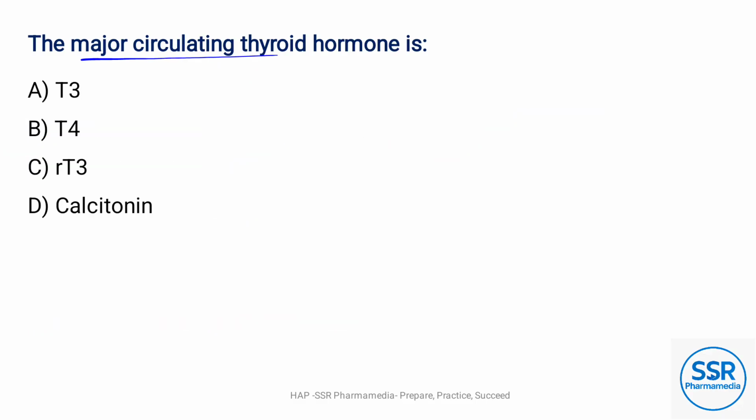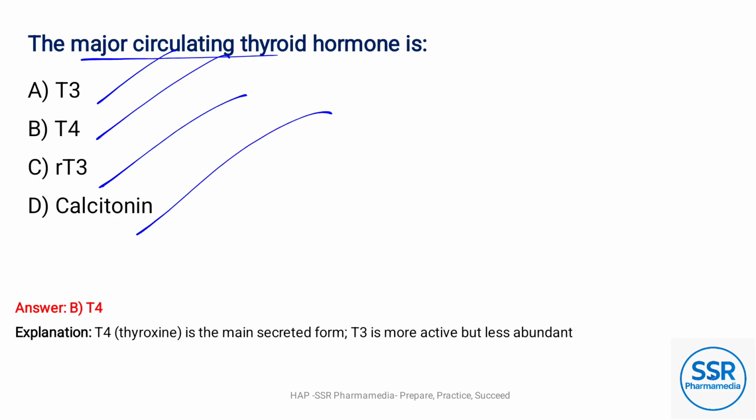The major circulating thyroid hormone is: option A, T3; option B, T4; option C, RT3; option D, calcitonin. So the answer is option B, T4, thyroxine. Thyroxine is the mainly secreted form. T3 is more active but less abundant. So tetraiodothyronine is the most abundantly secreted by the thyroid gland.